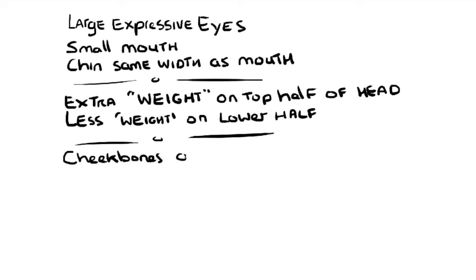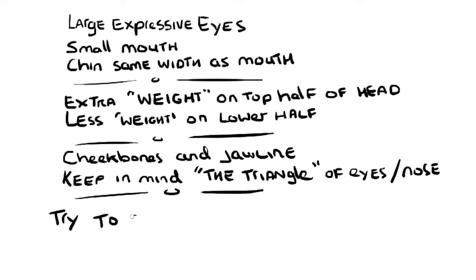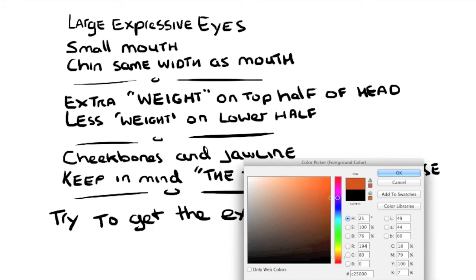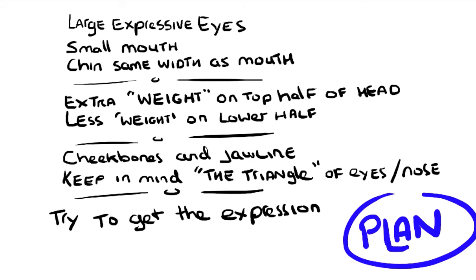This is one possible way to approach drawing a caricature. Of course, there are other ways. So you see here my plan with the various things. I've got the large eyes, the chin, the extra weight in the top half of the head, cheekbones, jawlines, keeping in mind the triangle, and trying to get the expression. So with all that in mind, that's our plan. Let's go and do the sketches.